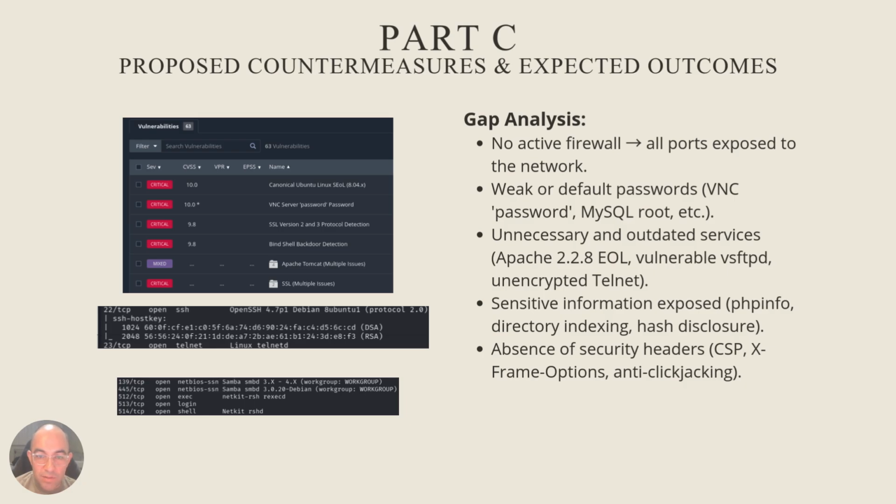Nikto and other scanners revealed serious web issues, phpMyAdmin and phpinfo especially, leaking sensitive data, missing CSP headers, and hash disclosure. The main gaps are clear: no firewall, default credentials on the services, and weak web protection. This aligns with current trends: legacy protocol abuse in ransomware, and information disclosure leading to large breaches.